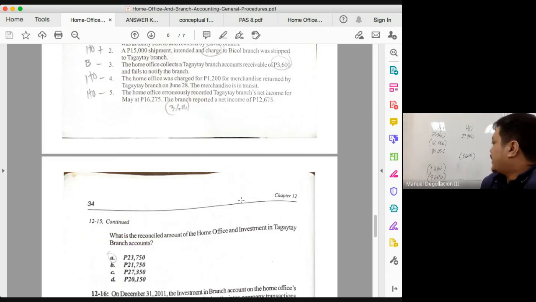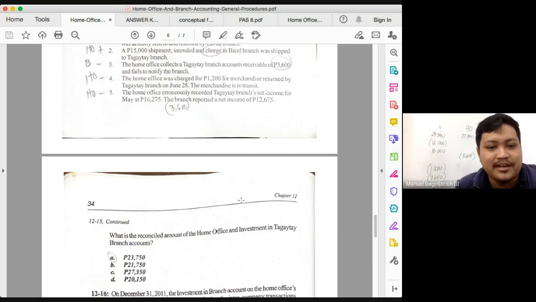Okay, so with this, we can now solve for the adjusted balance. Let's start with the home office account since it's only one transaction. 27,350 minus 3,600, that would be 23,750. And hopefully this should also be 23,750: 25,550 minus 1,800, that's 23,750. Okay, so the answer there would be 23,750.